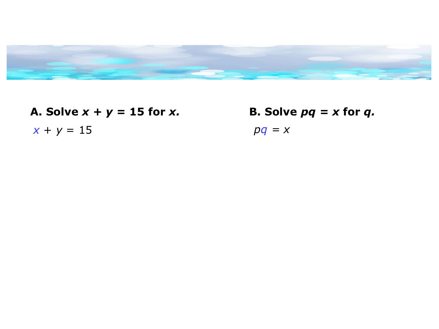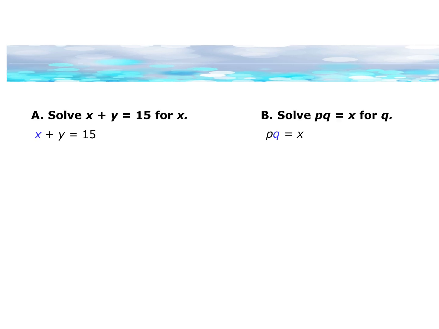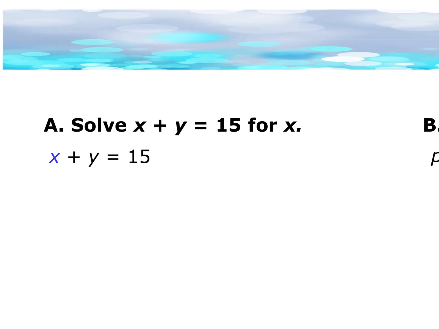All right, A and B on this slide are some of the easier examples. These are able to be done in one step. Now you're given a formula, or a kind of literal equation. We had just said a formula is a kind of literal equation, because we have two variables here. We have an x and we have a y. Now we want to solve x plus y equals 15 for x.